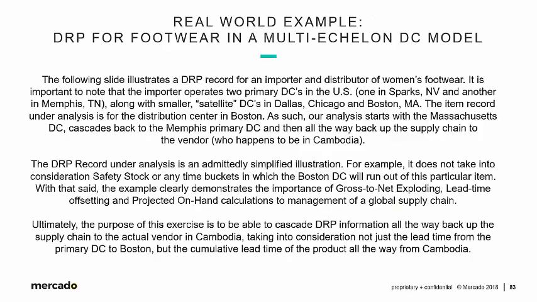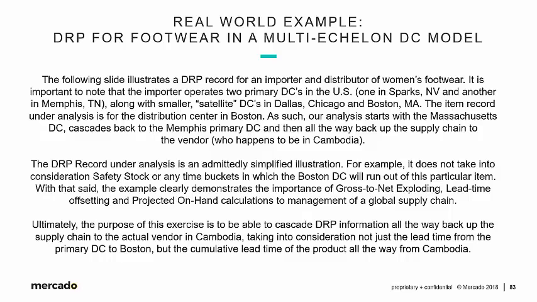We have a real-world example, albeit simplified, but it's for DRP for a footwear importer that uses a multi-echelon DC model, meaning they have more than one DC in their network. The following slide illustrates a DRP record for an importer and distributor of women's footwear. It is important to note that the importer operates two primary DCs in the U.S., one in Sparks, Nevada, which is right over the border from California, and another in Memphis, Tennessee. Big regional DCs, along with smaller satellite DCs in Dallas, Chicago, and Boston. Not an unusual setup in the United States.